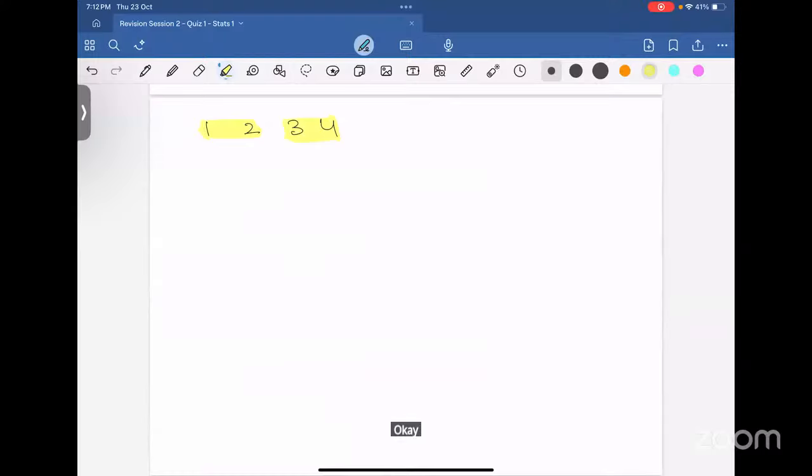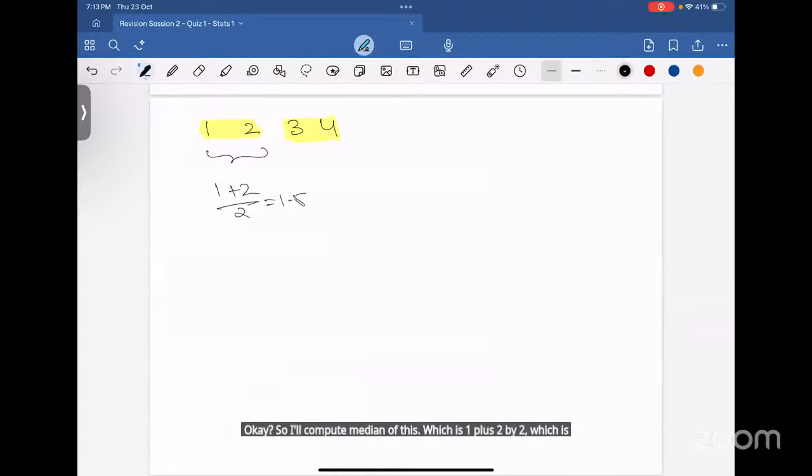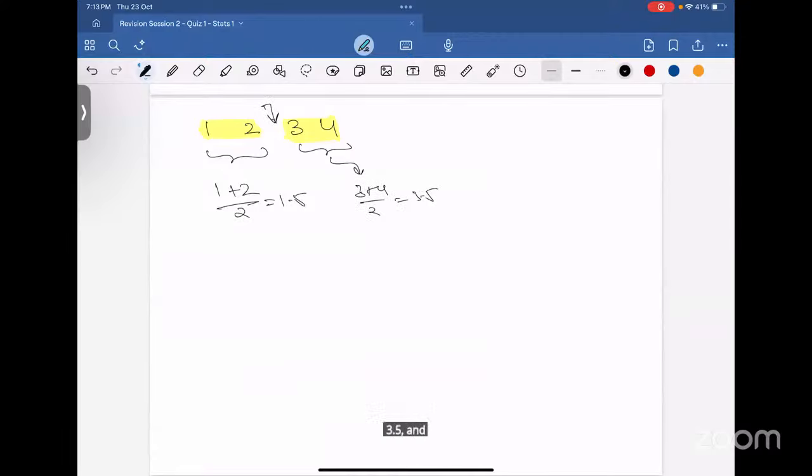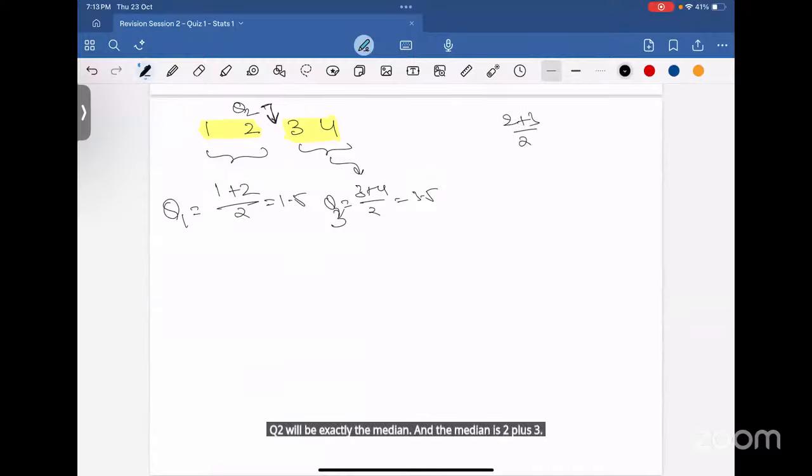Okay, so I will compute the median of this, which is 1 plus 2 by 2, which is 1.5. And the median of this is 3 plus 4 by 2, which is 3.5. This is Q1, this is Q3, and Q2 will be exactly the median. The median is 2 plus 3 by 2, which is 5 by 2, which is 2.5.